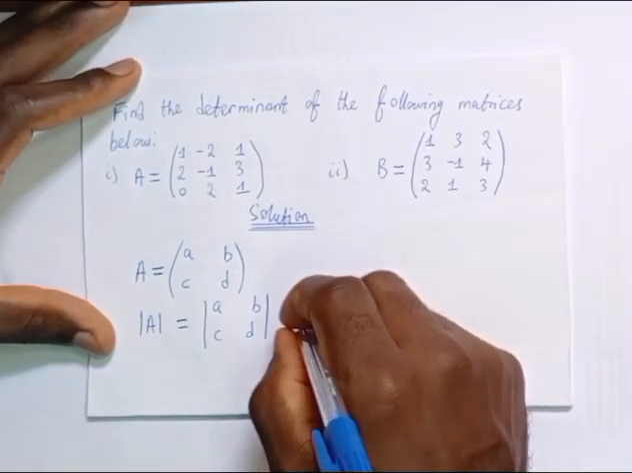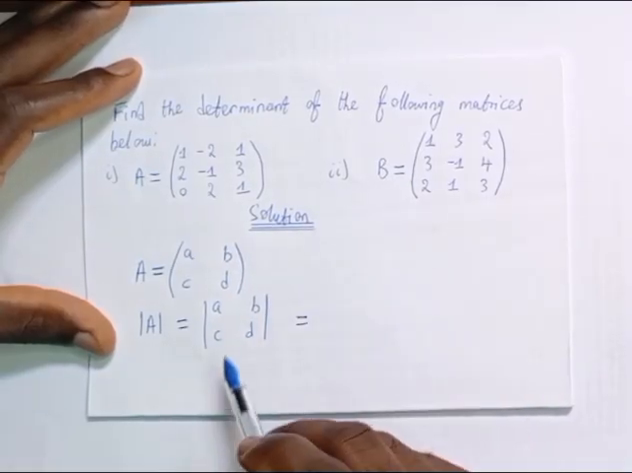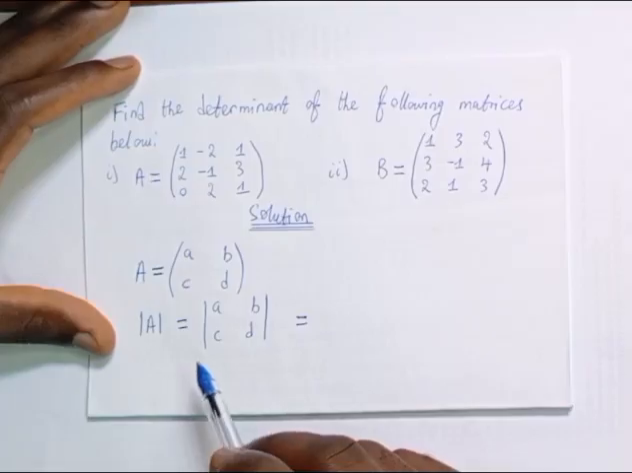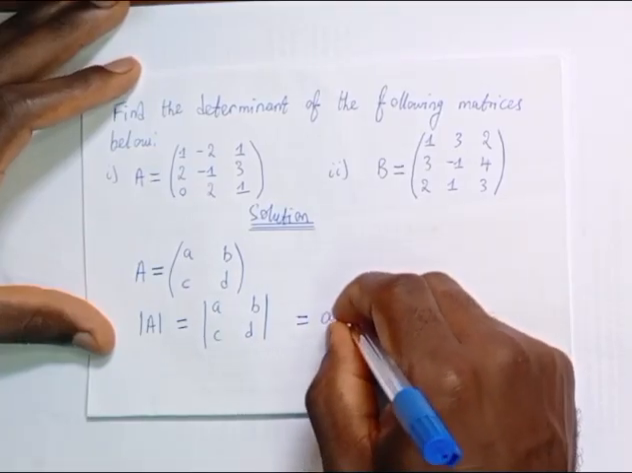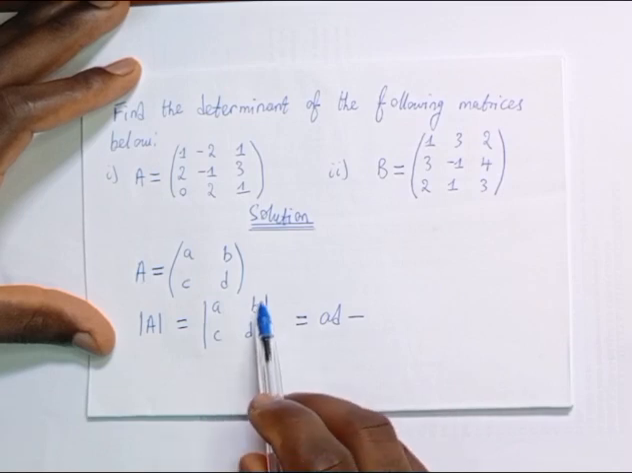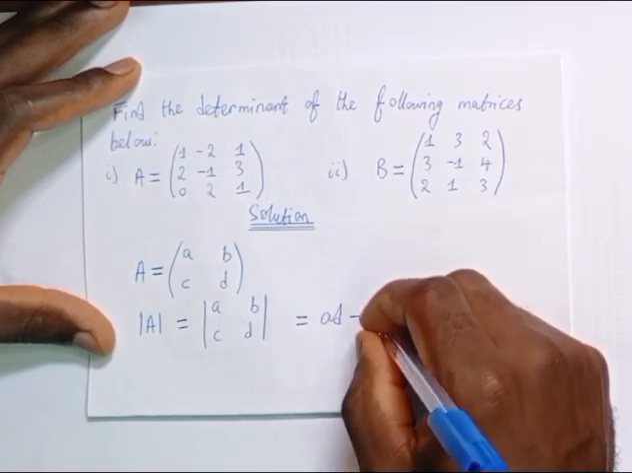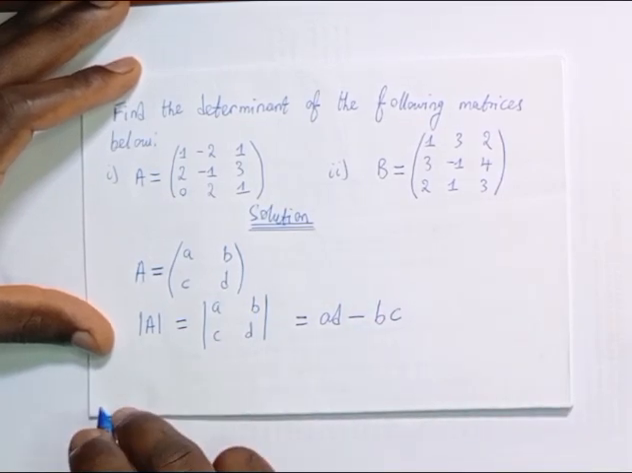The determinant is simply equal to, we take the product of the entries on the leading diagonal, that means A times D, minus the product of the entries on the alternate diagonal, take B times C.